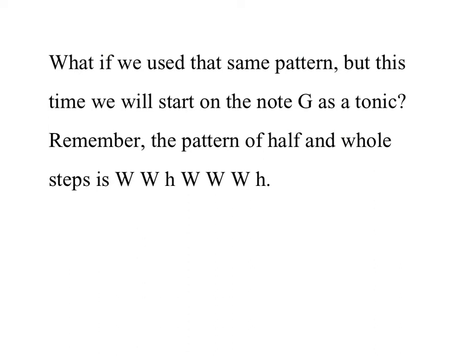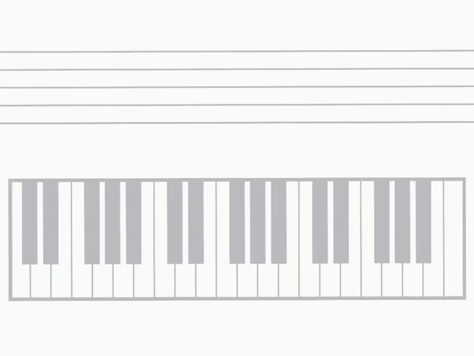what if we use that same pattern, but this time we'll start on the note G as the tonic. Remember, the pattern of half and whole notes is the same as it was before, which is to say whole, whole, half, whole, whole, whole, half. So now instead of starting on C, we're going to start on G over here.